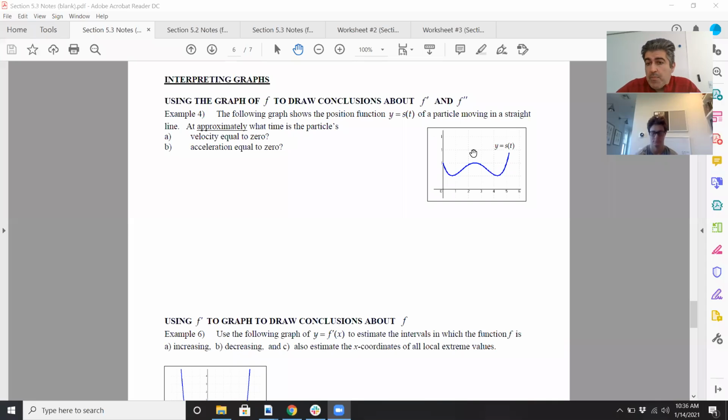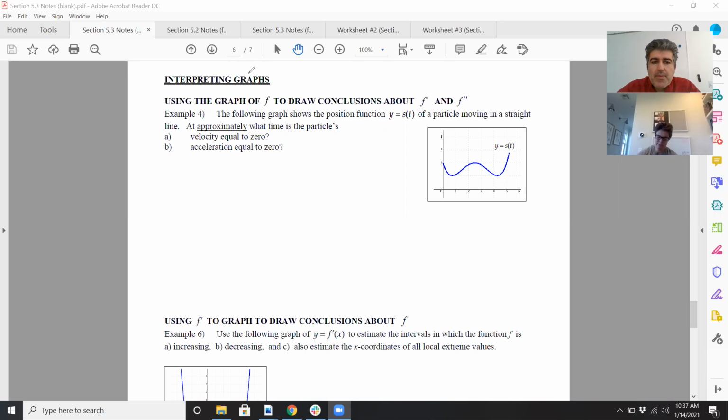So obviously this is a position graph, okay, of a particle moving in a straight line, even though this graph is not straight, but the particle is moving in a straight line, just that sometimes the particle is going to have a position of 1, then a position of 2, and it just kind of does in this fashion. So here's the question. At approximate times, is the particle's velocity equal to 0 and acceleration equal to 0?